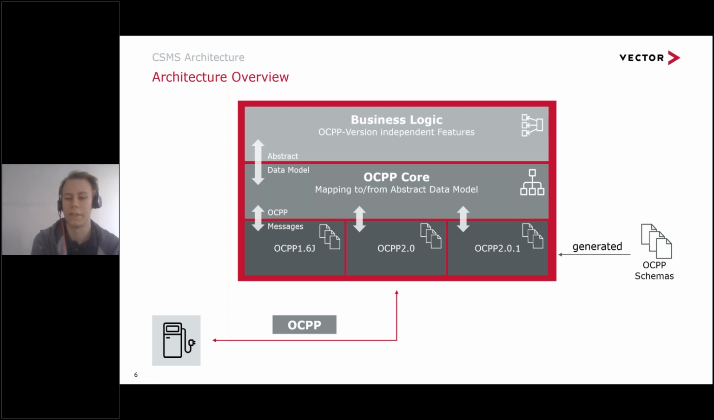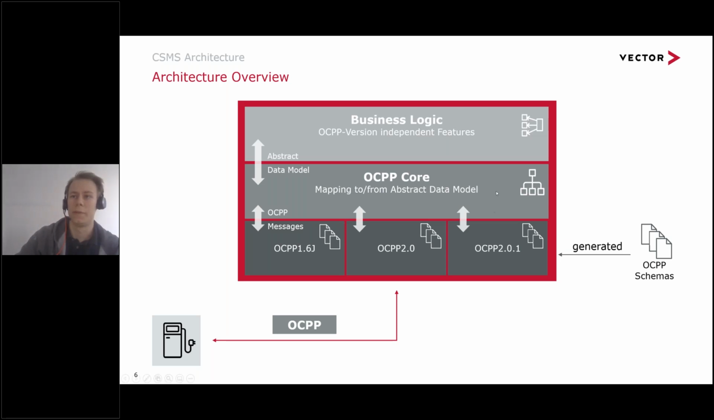So these are mainly JSON schemas which define the structure and the data types of the OCPP messages. And this is very important: to generate them and not to type them by yourself.